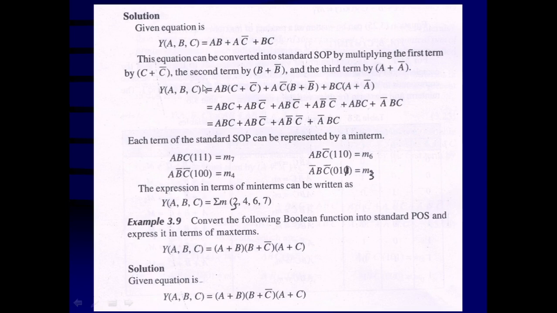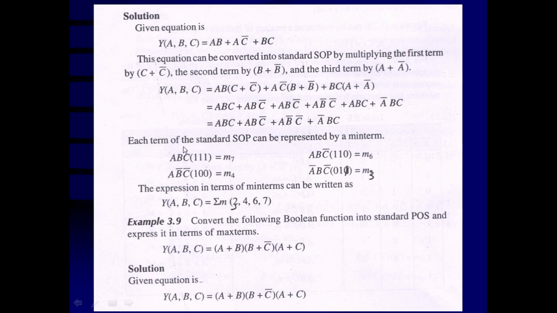Given the functions, you can see that AB·(C + C bar), AC bar·(B + B bar), and BC·(A + A bar) are going to be expanded like this: ABC plus ABC bar plus AB bar C bar plus ABC bar plus A bar BC, and the repeated terms can be ignored. That is going to be like this equation.